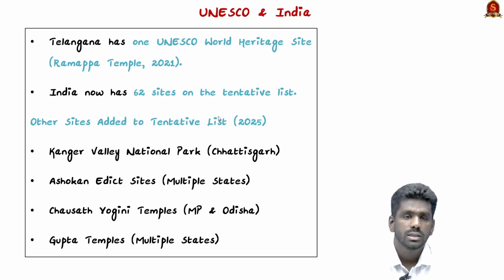Until now, India has 62 sites on the UNESCO World Heritage tentative list. So this shows our rich cultural, historical and natural heritage. So this is about the discussion regarding the Mudumal menhirs.